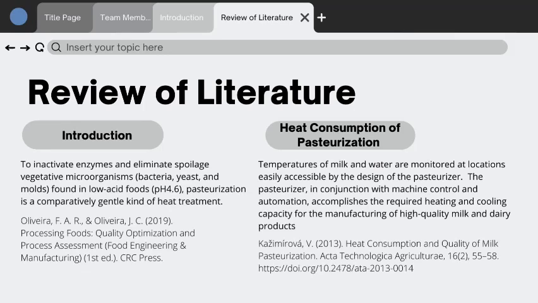This pasteurization process requires heat to eliminate the germs. It can be proved from the journal Heat Consumption and Quality of Milk Pasteurization by Kazimirova, published in 2013. It said temperature of milk and water are monitored at locations easily accessible by the design of the pasteurizer. The pasteurizer in conjunction with machine control and automation accomplishes the required heating and cooling capacity for the manufacturing of high quality milk and dairy product.